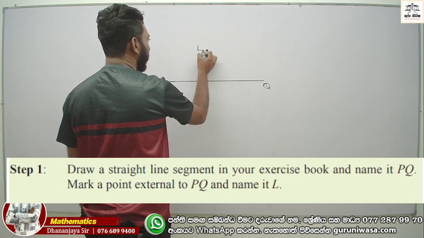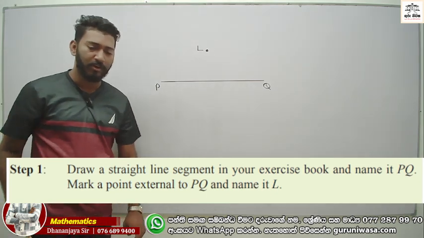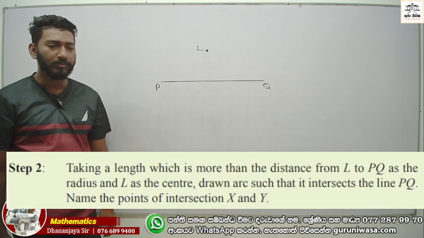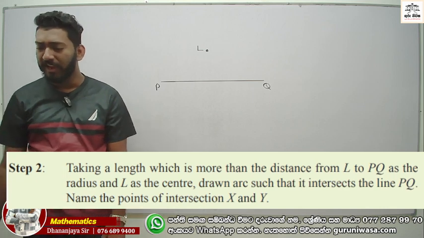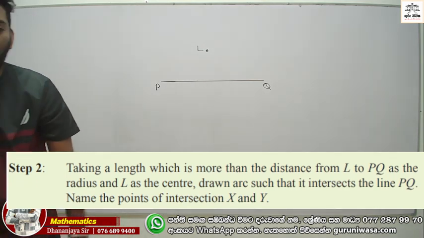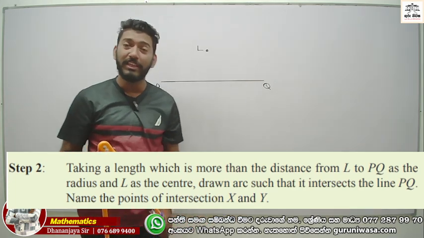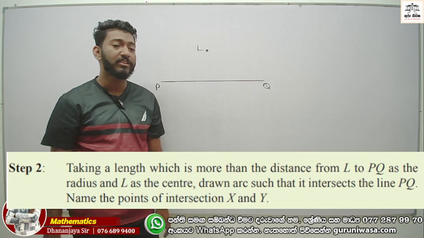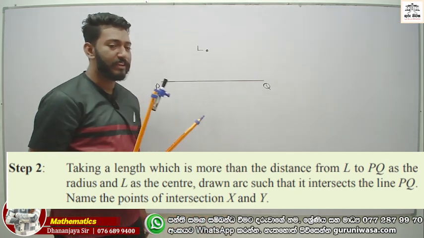This is a point L. I'm going to mark it as L here. Right. Now step number two. Taking a length which is more than the distance from L to PQ as a radius and capital L as the center.